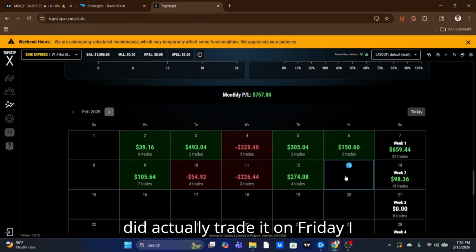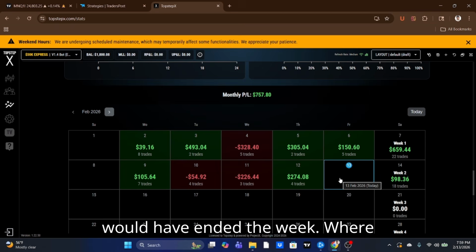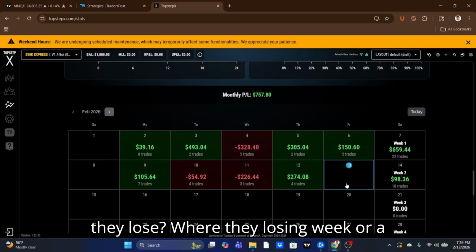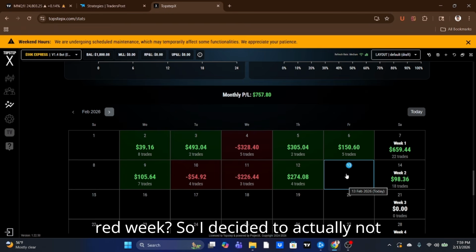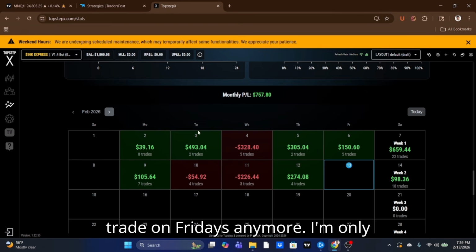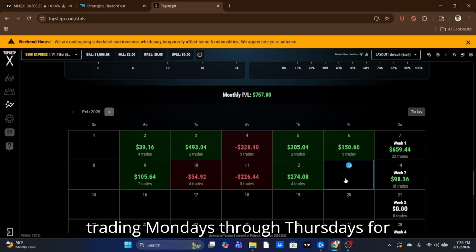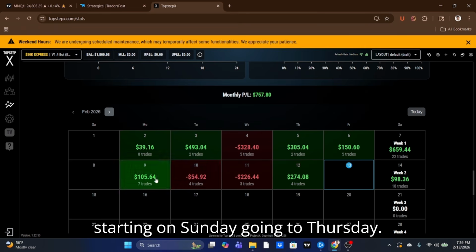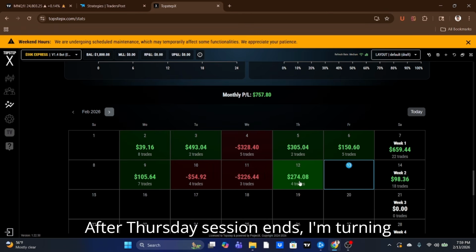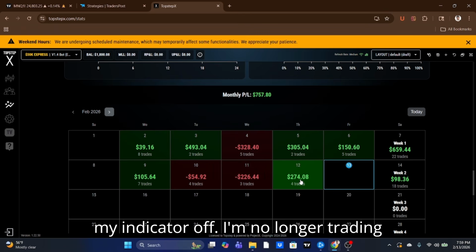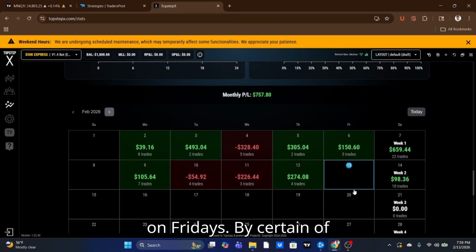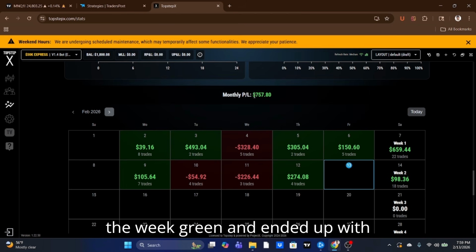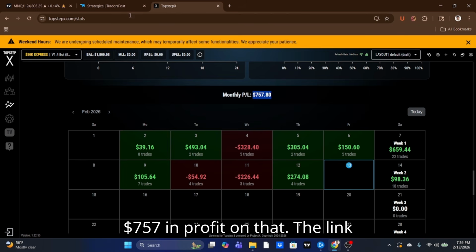Friday, if I did actually trade it on Friday, I would have ended the week with a losing week, or a red week. So I decided to actually not trade on Fridays anymore. I'm only trading Mondays to Thursdays for now. So I begin my trading session on Sunday, going to Thursday. After the Thursday session ends, I'm turning my indicator off. I'm no longer trading on Fridays. But I still ended the week green and ended up with $757 in profit.